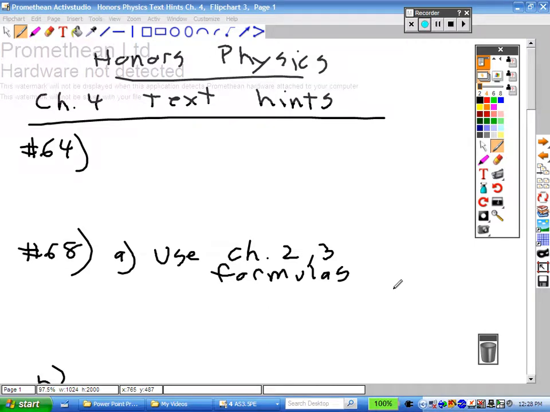Hey, honors physics students, here are some hints for the Chapter 4 textbook assignment. It's going to go kind of quickly, so feel free to push pause if you want to write things down.